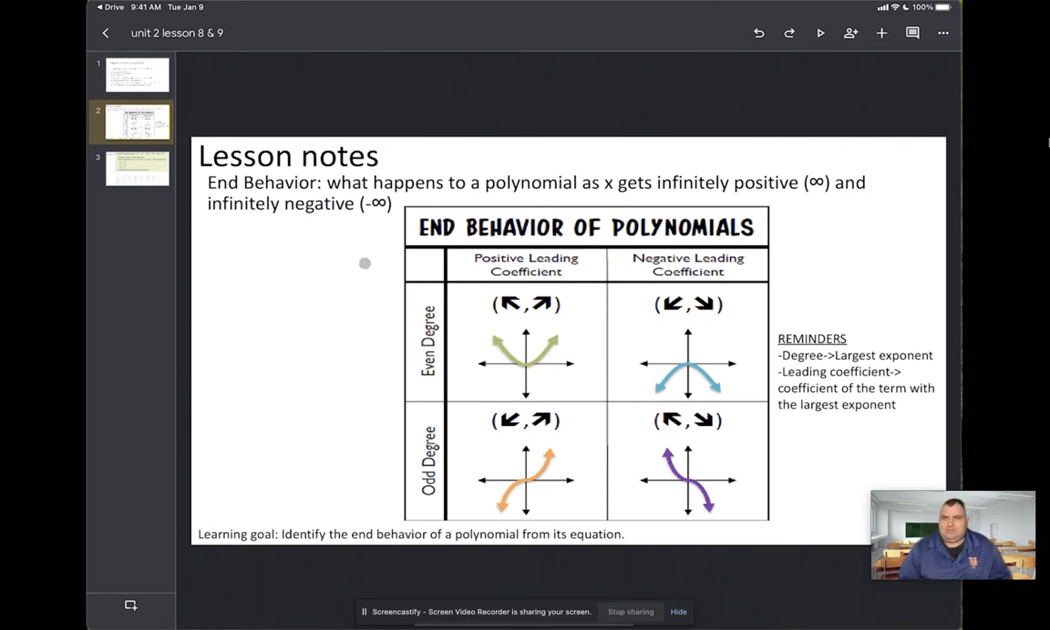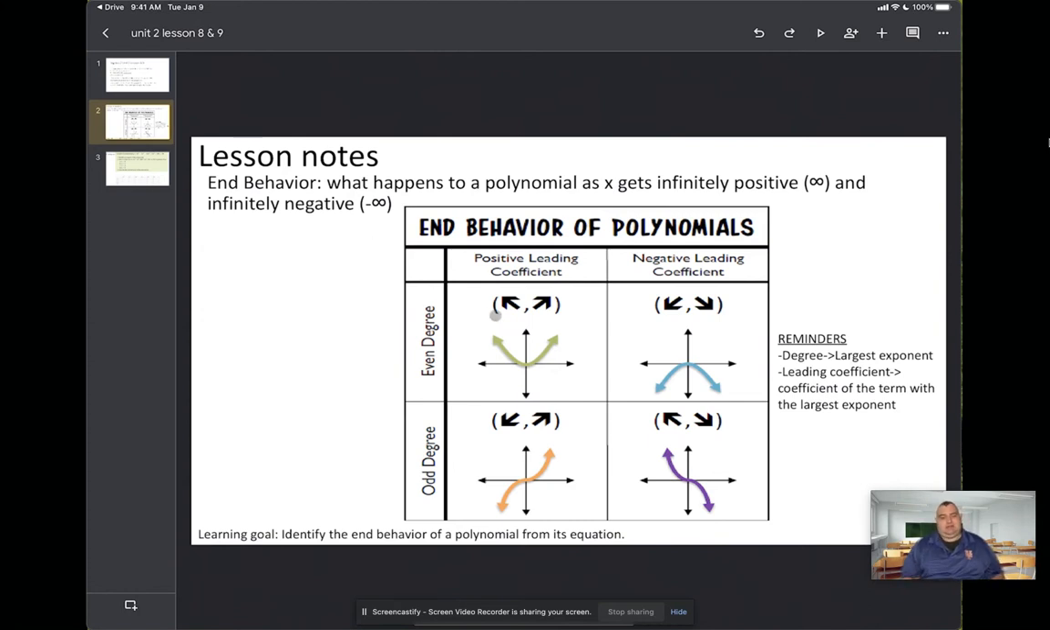What do we mean by that? We mean what happens to y as x gets really, really large? Does y go up or does y go down? And what happens to y as x gets really, really small? So infinitely small. Does y go up or does y go down?